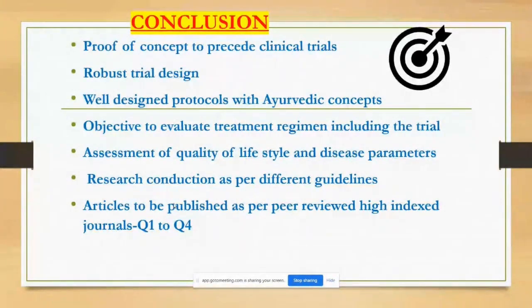The objective is to evaluate the treatment regimen including the trial. So objectives must be clearly matched at the end of the study. Assessment of quality of life and disease parameters we can assess with the help of research, and research conduction as per different guidelines. Now we have discussed all different study designs and which guideline is most suitable, and with the help of these guidelines only the research must be conducted, and such conducted research must be published in highly indexed journals like peer-reviewed journals, Q1 to Q4, Scopus or PubMed or Web of Science journals. Then only we can strongly comment on and globalize our Ayurveda.